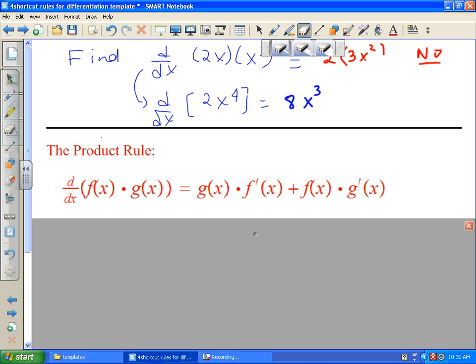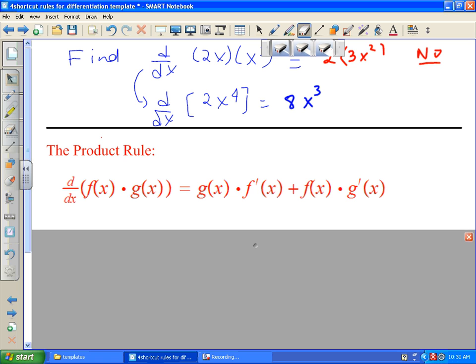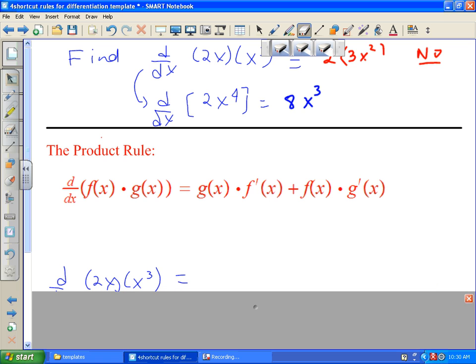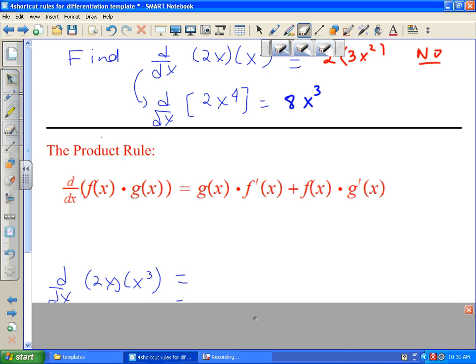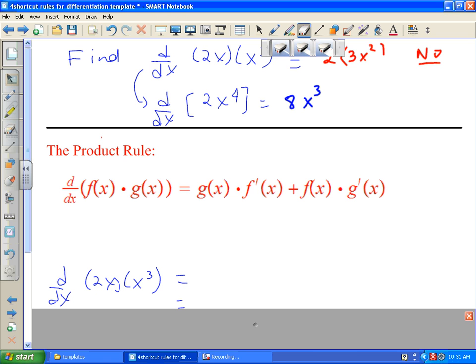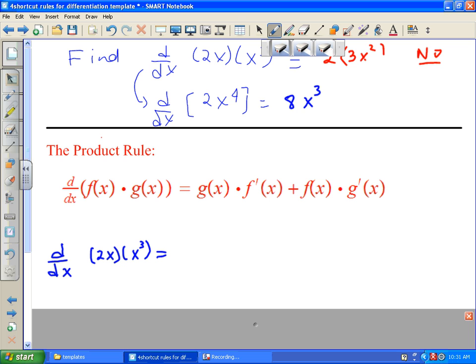Now, let's check the above with this rule. Remember the question 2x times x cubed? We're going to try to find the derivative of 2x times x cubed. Let's revisit the same example. Up above there, first we multiplied it, and we know the answer should be 8x cubed there. We have no doubts about that one.